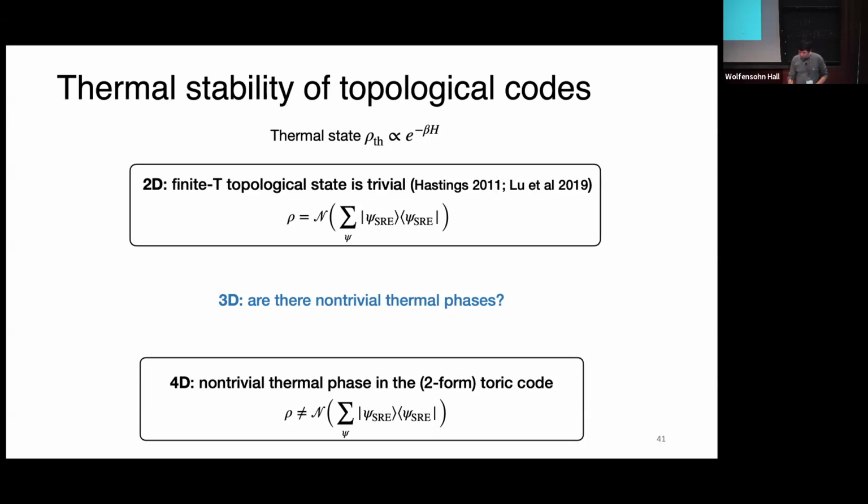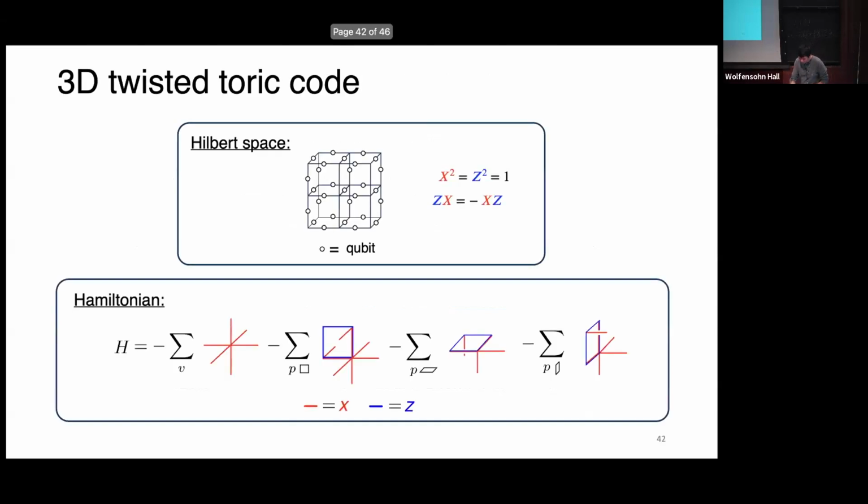So I just want to give an example that we believe is a thermal state of a topological code in 3 dimensions that's actually non-trivial in the sense that I just discussed. It cannot be written as a convex sum, up to a quasi-local channel, of short-range entangled states.